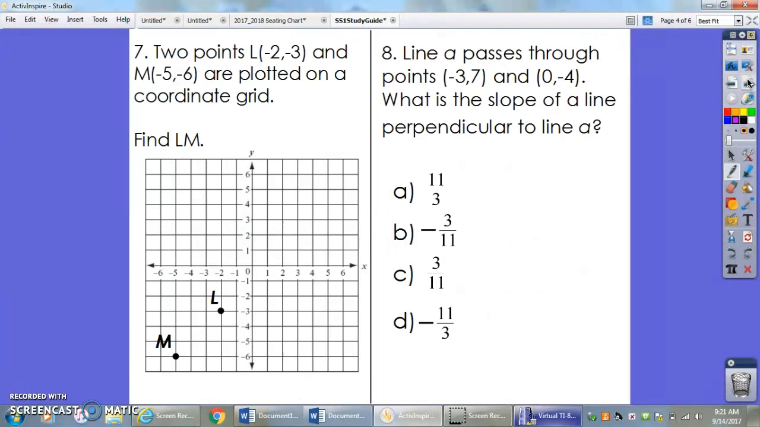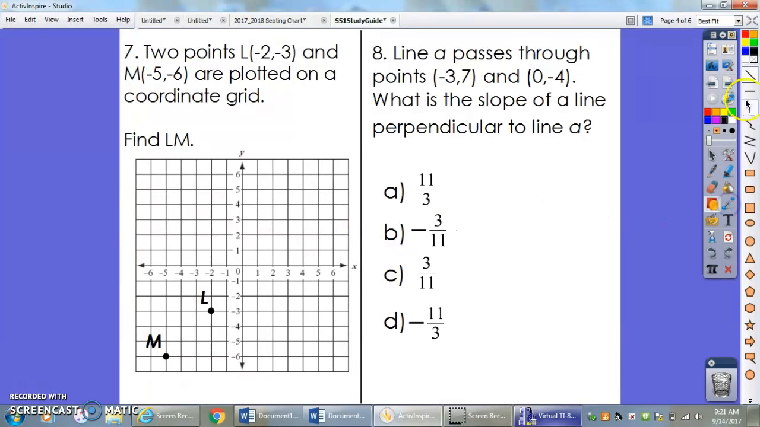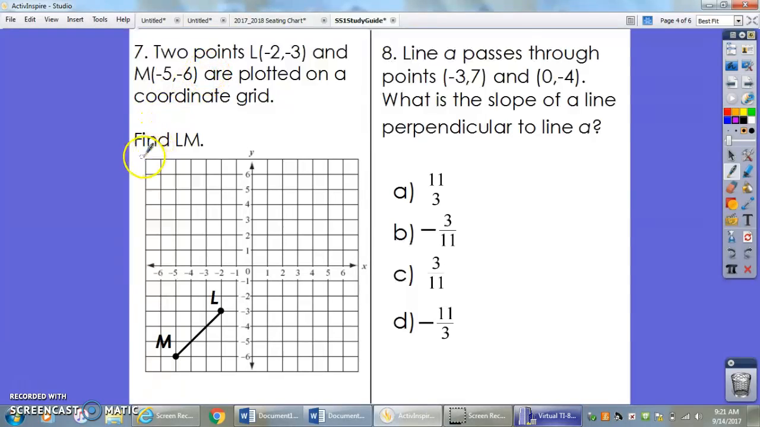We'll do one more. 2 points, L and M, are plotted on the grid below. Find the distance between L and M. All right, so when it just says find LM, it just wants you to find the distance between L and M. Okay, so they're already plotted, but I'm going to draw a straight line connecting L and M. Then since I'm finding length, I'm going to write down my formula. A squared plus B squared equals C squared.